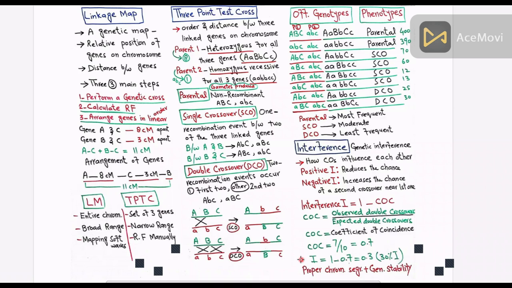What is the biological significance of genetic interference? It ensures proper chromosome segregation during meiosis, as well as maintaining genetic stability by regulating crossover distribution.